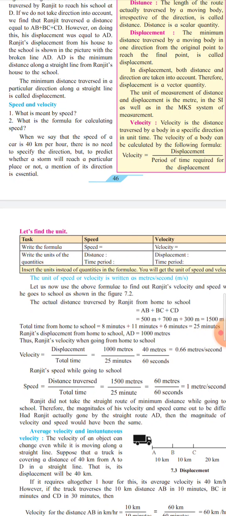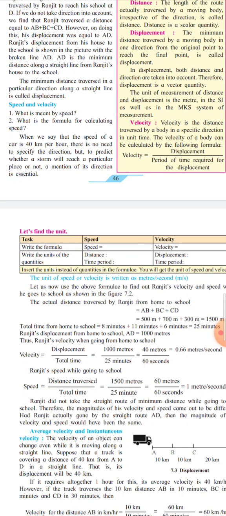Let's find the unit of speed. Speed's formula is distance upon time. Distance is measured in meters, time is measured in seconds. So the unit of speed is meter per second. Velocity's formula is displacement upon time. Displacement is measured in meters, time is measured in seconds, hence velocity's unit is meter per second.